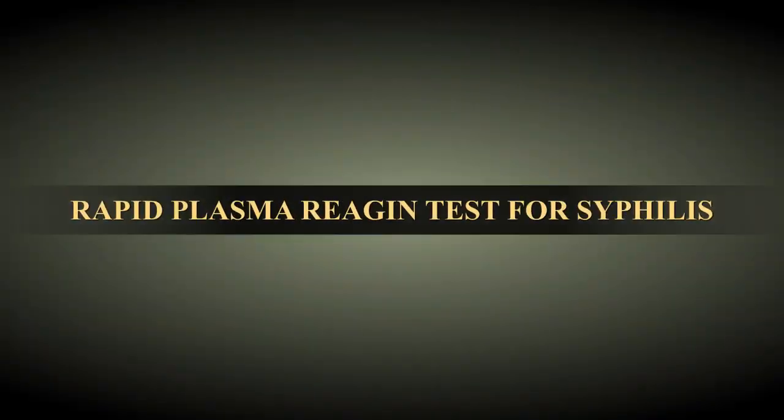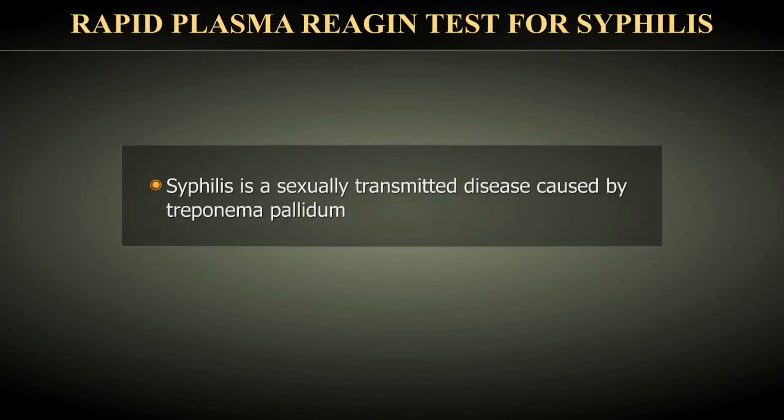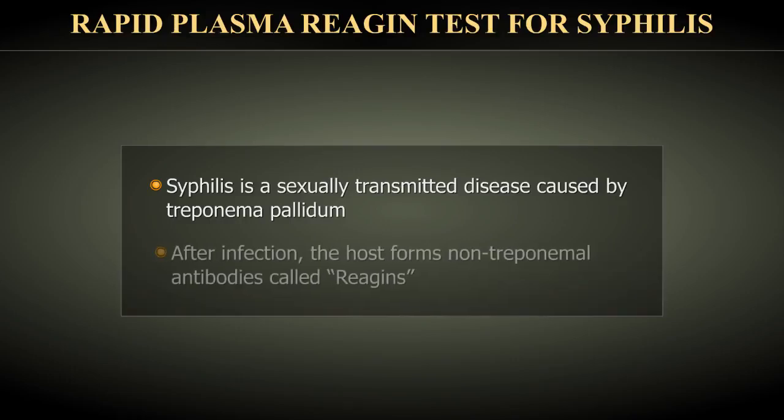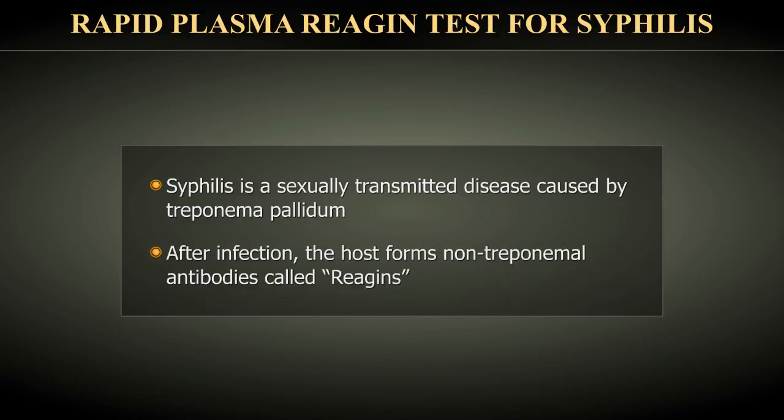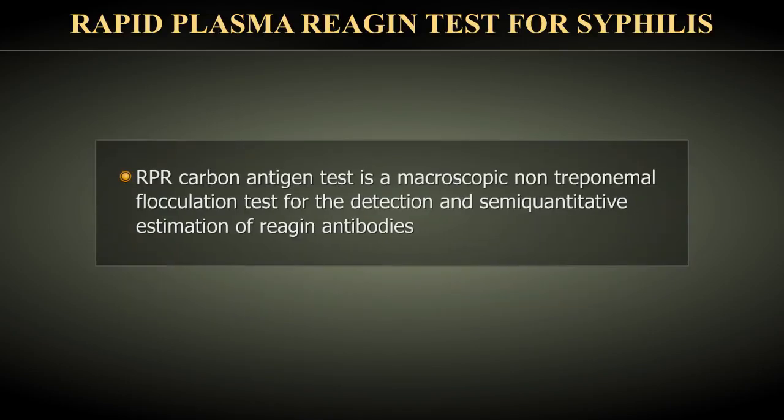Rapid plasma reagent test for syphilis. Syphilis is a sexually transmitted disease caused by Treponema pallidum. After infection, the host forms non-treponemal antibodies called reagins. RPR carbon antigen test is a macroscopic non-treponemal flocculation test for the detection and semi-quantitative estimation of reagin antibodies.